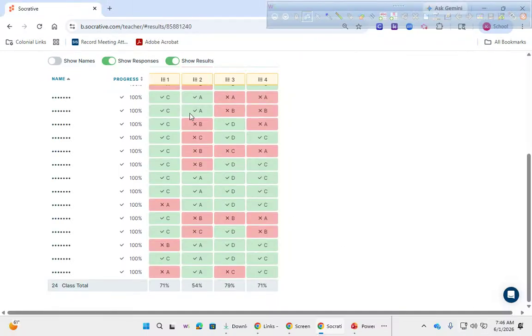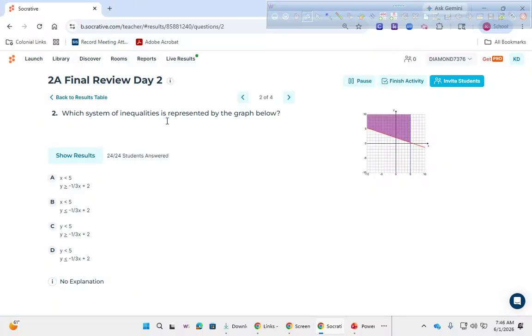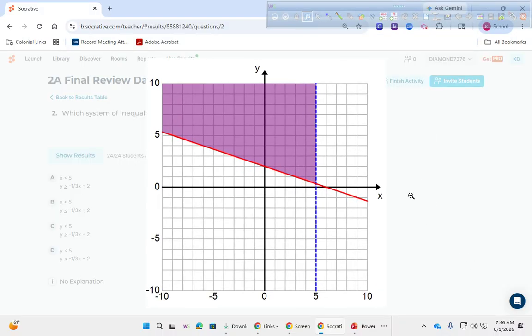So these are our results. I'm just going to go over number 2 since that one was below the 70%. It says, which system of inequalities is represented by the graph below. The first thing I want you to notice is there's an up and down line. Is up and down X or Y? X. When I think up and down, I think exclamation point, right?